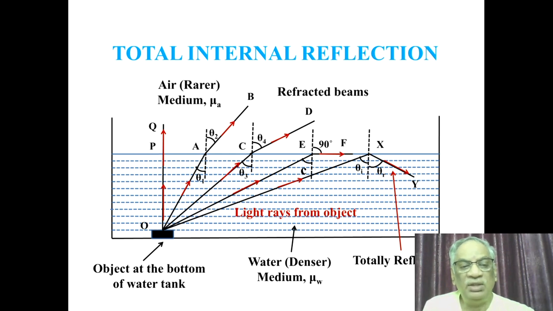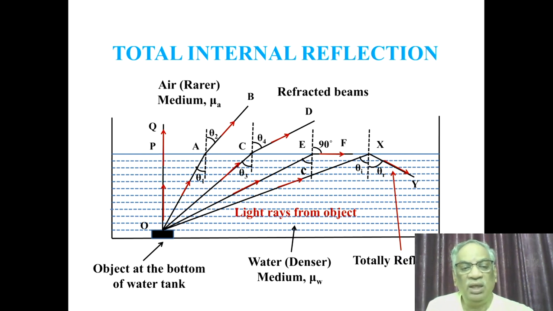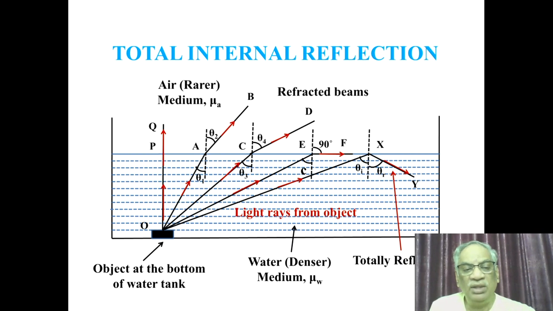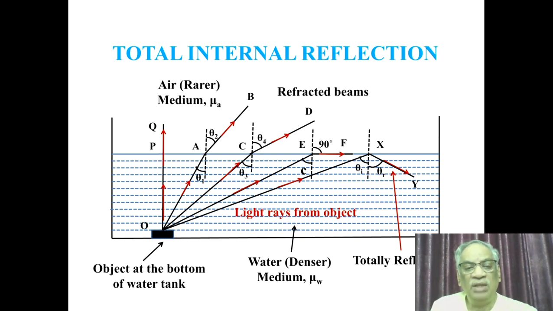And if the angle of incidence is further increased, that is for the ray OX, then theta i is more than the value of C. Hence, the ray OX reflects back into the water medium, that is the denser medium, following the reflection principles. Here, theta A is the angle of incidence at the point X, and theta R is the angle of reflection, such that theta A is equal to theta R.